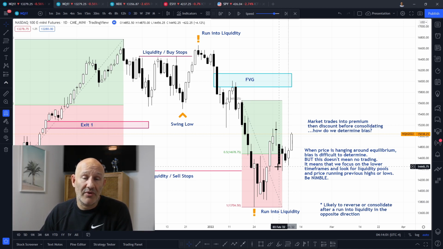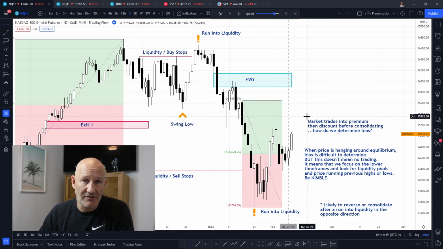We need to see more price action before we can start to create a better picture of what's happening in the marketplace. And so when we have the market hanging around this equilibrium level like this, it can be very hard to determine bias, but this doesn't mean that there's no trading during this period. We just need to be more nimble. We need to be looking for price running into these liquidity zones and taking out previous highs or lows for us to get set into our positions.